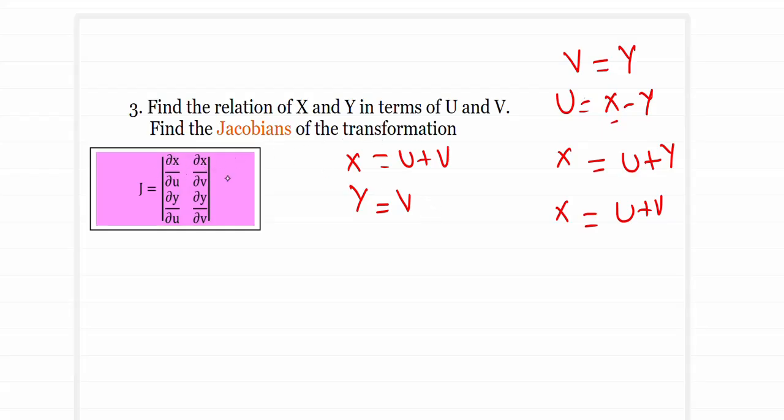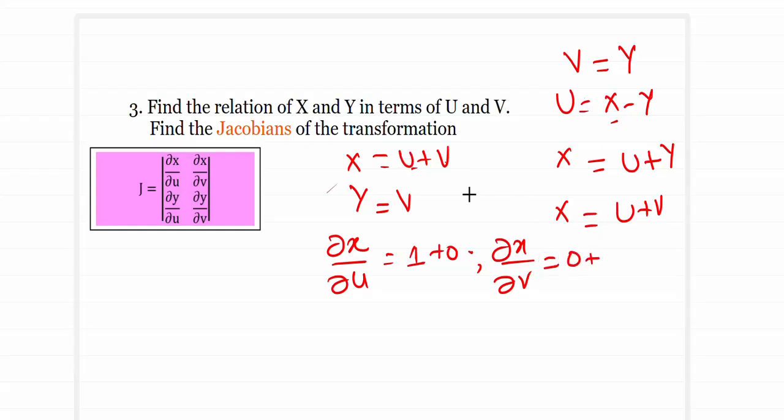So Jacobi requires the partial derivative of x and y with respect to u and v. So in the next stage, let us compute ∂x/∂u. X with respect to u is 1 and v with respect to u is 0. So the total value is 1. Now ∂x/∂v will be v with respect to u is 0, v with respect to v is going to be equal to 1.